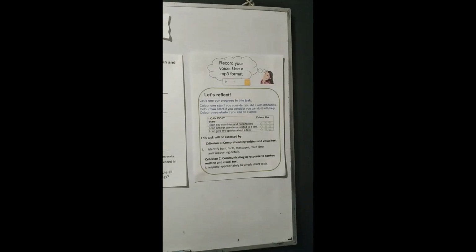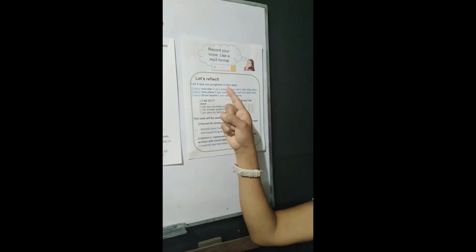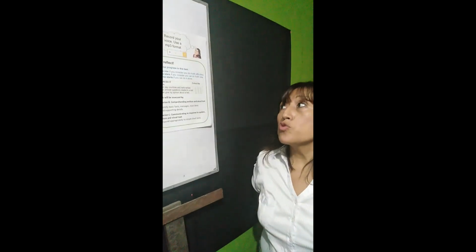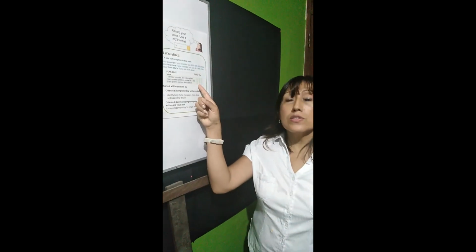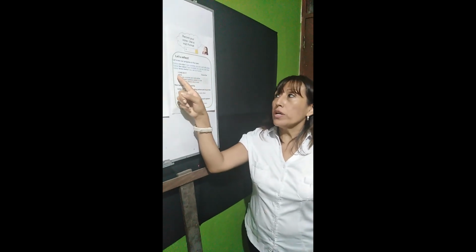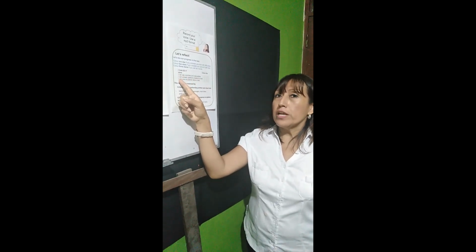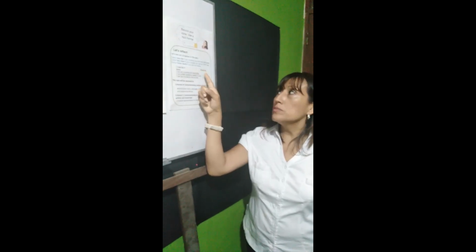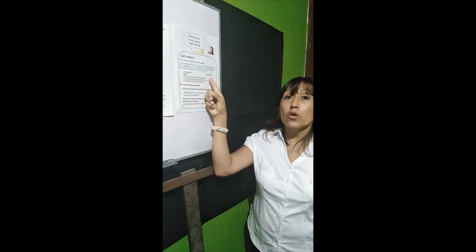Finally, at the end of your worksheet, you will find the reflection section. Remember that it is important to color the stars that appear in the chart. Remember to read each of the statements carefully at the time you paint or color your stars.